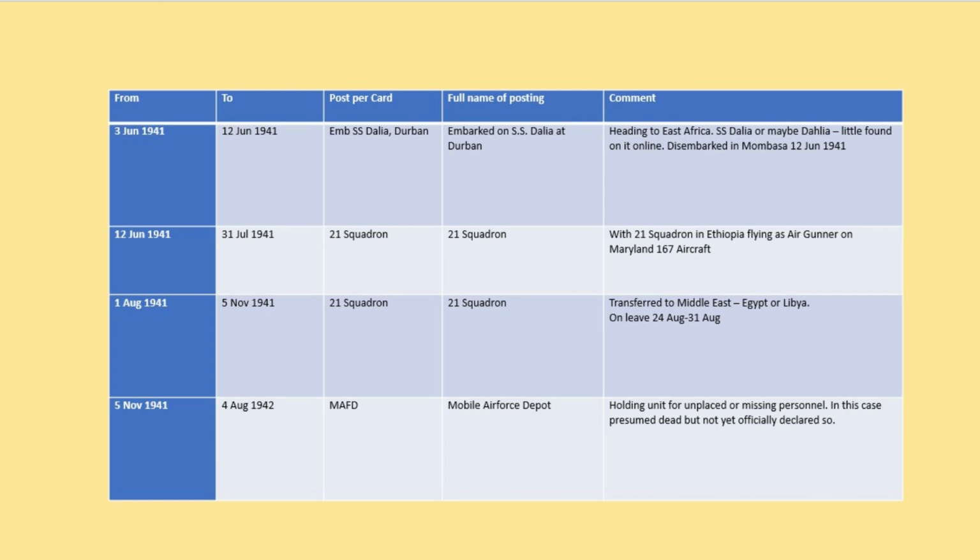June 1941. From the 12th of June to the 31st of July, he was with the 21st Squadron. He remained in the squadron right until his death. This particular time period, he was flying in Ethiopia as an air gunner on a Maryland 167 aircraft. From the 1st of August to the 5th of November, the date of his death, they were transferred to the Middle East and served in Egypt and in Libya.